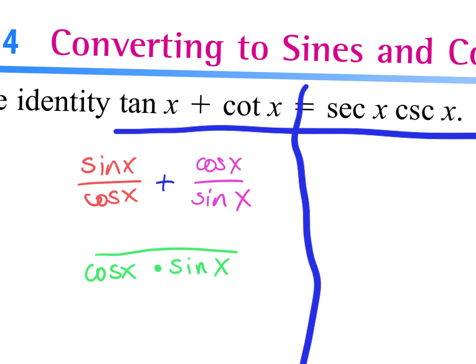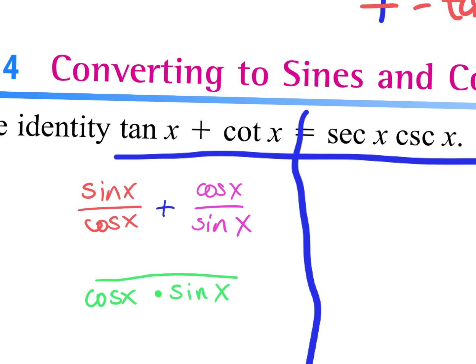Perfect. It's already sounding better. This one has a cosine, so it needs a sine. If I multiply the bottom by sine, then I multiply the top by sine. So sine times sine gives me sine squared x. Perfect. Plus, the second fraction has a sine. What's it missing? So if I multiply the bottom by cosine, then I multiply the top by cosine. What's cosine times cosine? Cosine squared x. All right.